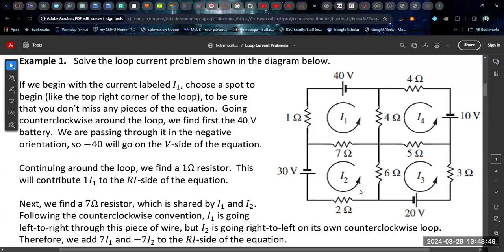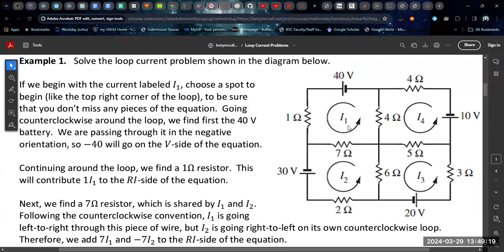It is possible to do these loop current problems on any sort of combination of loops. In this case, we have 1, 2, 3, 4 smaller loops, but you could also create a loop current around the exterior or around any place where you can go around in a consistent loop. But that will affect the way that you then, at the end, add or subtract your currents from each other. So it's just important to keep that in mind.